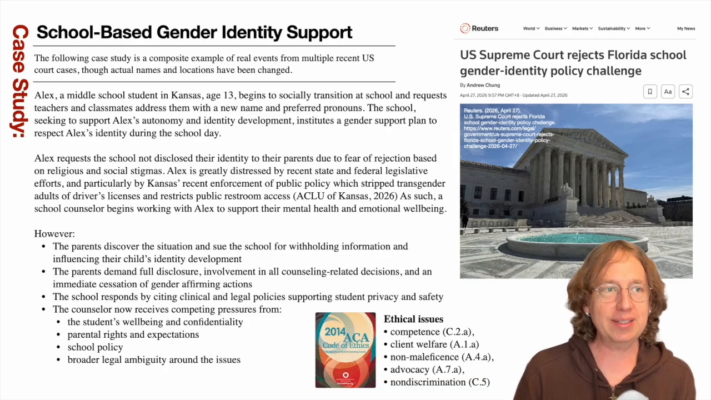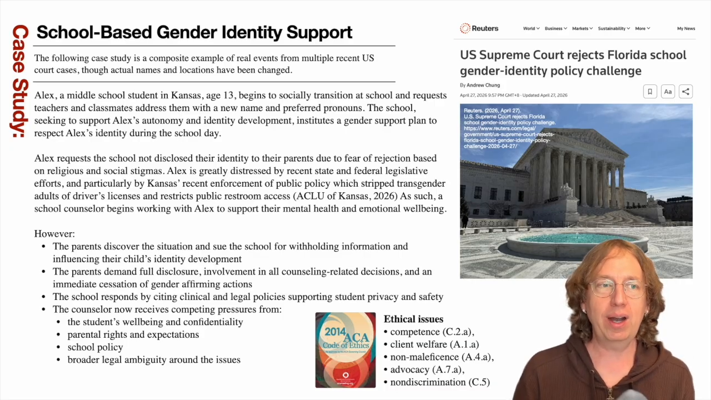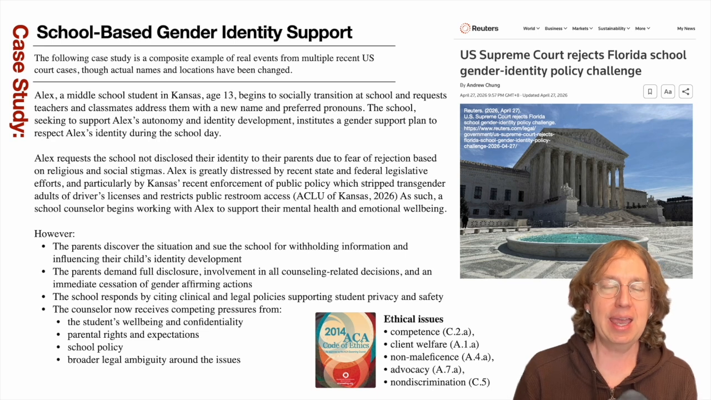Okay, so case study, school-based gender identity support. This case study outlines a composite of multiple recent cases that have been petitioned to the Supreme Court, where the results have been that the courts have refused to hear the cases, kicking it back down to the lower courts, but that does, of course, uphold the lower court rulings. And in both of these cases, the lower court rulings were in support of the schools.